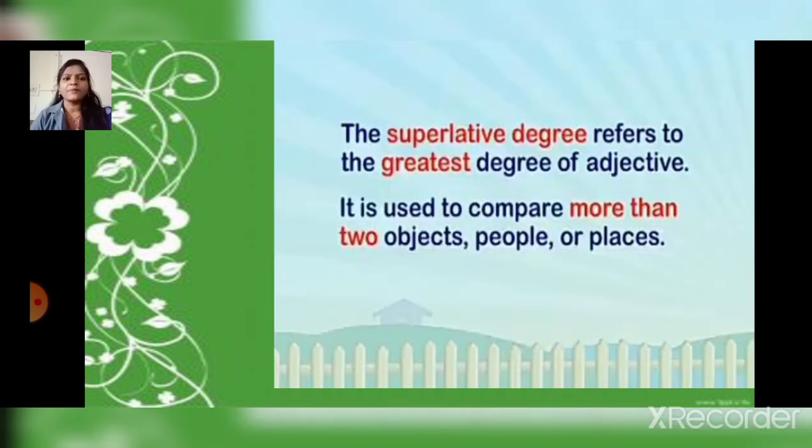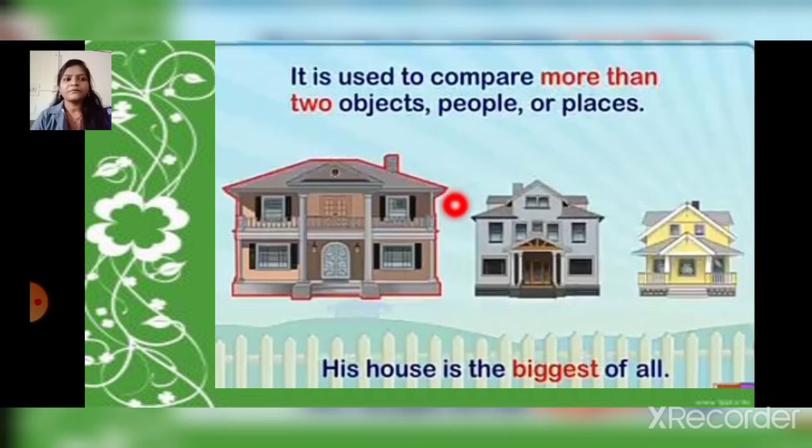Now the third one is the superlative degree. The superlative degree refers to the greatest degree of adjective. It is used to compare more than two objects, people or places. For example, his house is the biggest of all. Here you can see 3 houses are given. So between these 3 houses, the first house was the biggest.